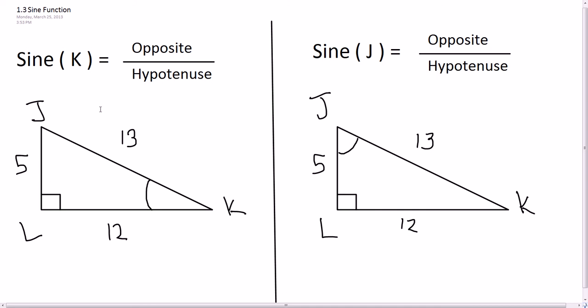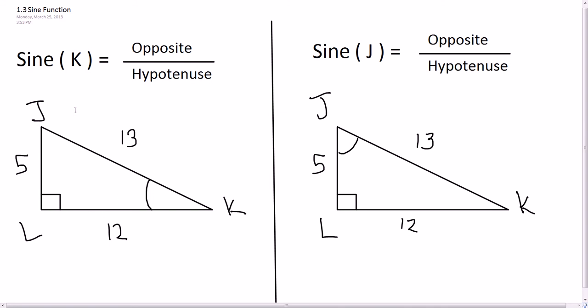So the idea is sine, cos, and tan only apply to right angle triangles. That's how they're defined. So please keep that in mind. We cannot apply the sine, cos, and tangent functions to non-right triangles. So we've got the triangle here, 5, 12, 13, named JKL.